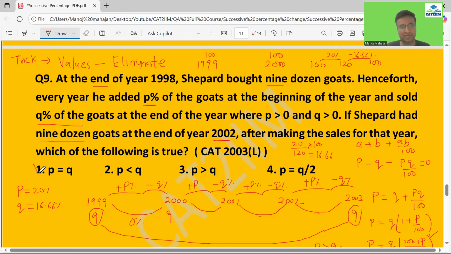In this case, no. So I can, of course, rule it out. P less than Q, of course not. I can rule it out. Yes, P is more than Q, but don't straight away mark the answer. Always use values, do the elimination. Because at one value, if you're getting it correct, it does not mean that for all the values it is going to be correct. But of course, at one value, if it is wrong, you can surely eliminate. Is P equal to Q by 2? No. So we eliminated 3 choices. Left out is the answer.